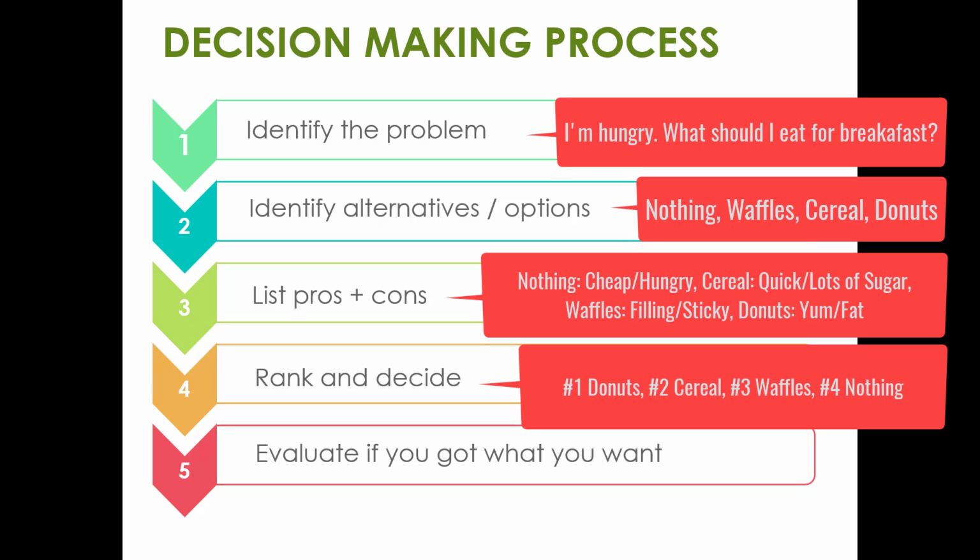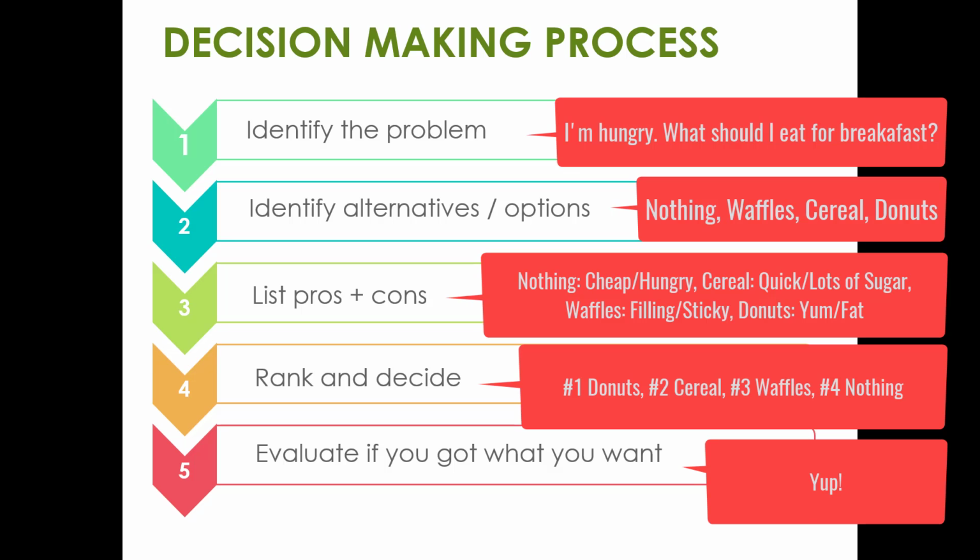And then number 5 is once we've made that decision, evaluate if I actually got what I wanted or I needed. Yep, the donut totally filled me up and I was able to go to the gym later, and so I didn't get fat. So that is how the decision-making process works.